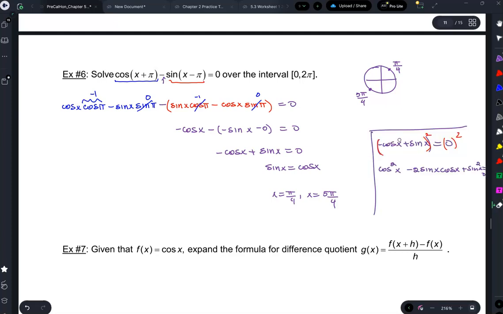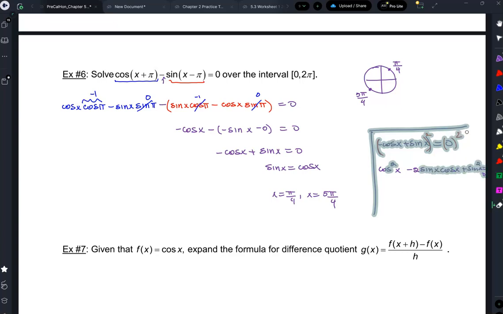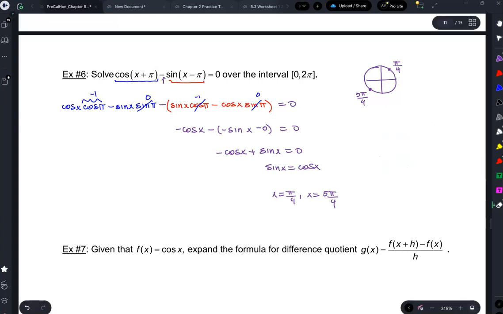Can you just divide by cosine and get tangent of x equals 1? You can do that as well. Okay? But also, just by looking at it, we're like, yeah, pi over 4 and 5 pi over 4. That's when the two of them are equal. Correct. Yep, so these are good.